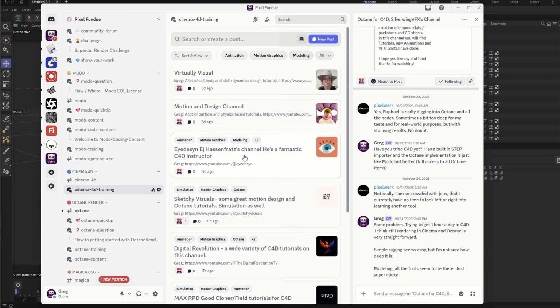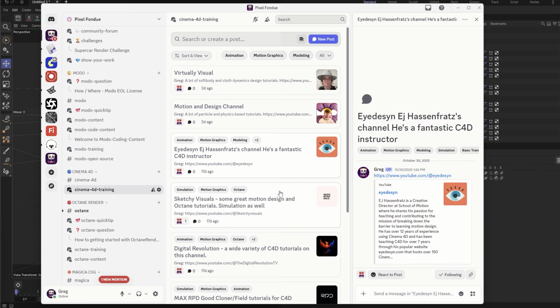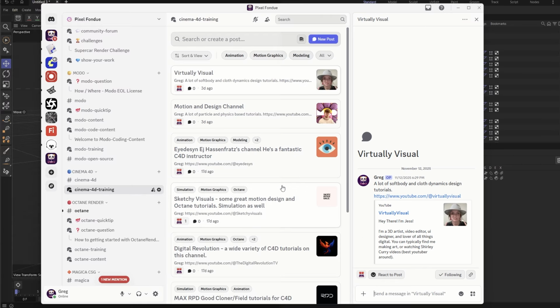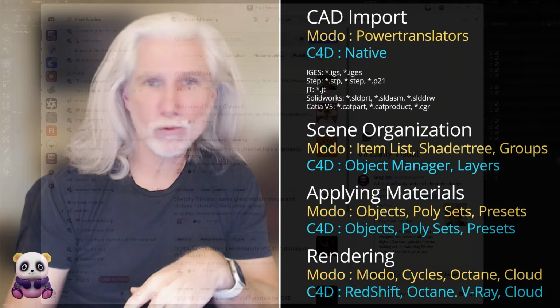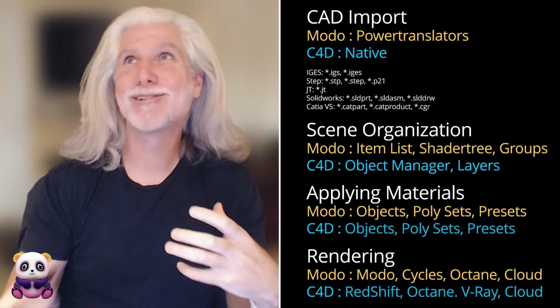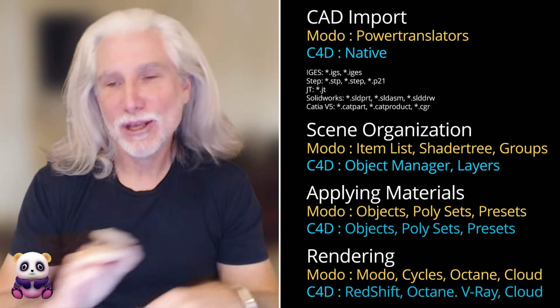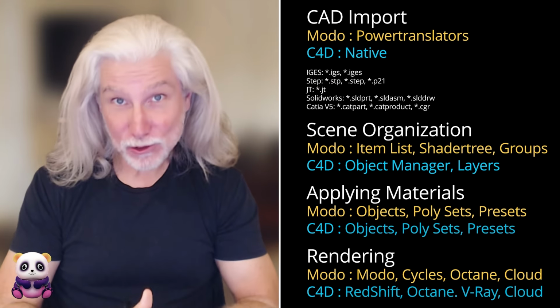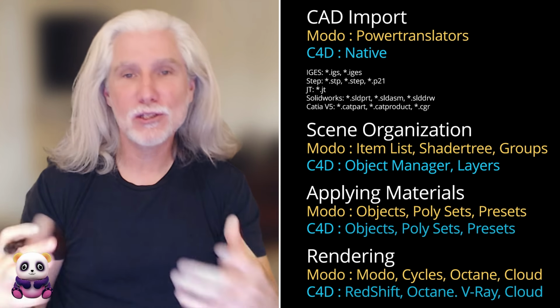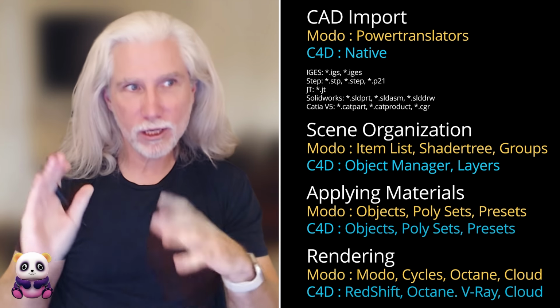This guy, EJ Hassenfratz, I've done some of his training. He's really good, really professional. I think he does a lot of Maxon's official training as well, and he's got a whole YouTube channel. There's just a bunch, and they're all designers, so all their stuff looks really good, way better than mine. There's tons of good training in Cinema 4D, and we're accumulating it here.